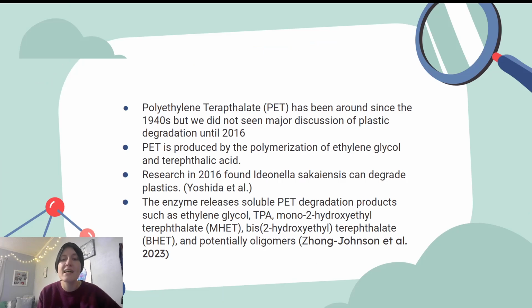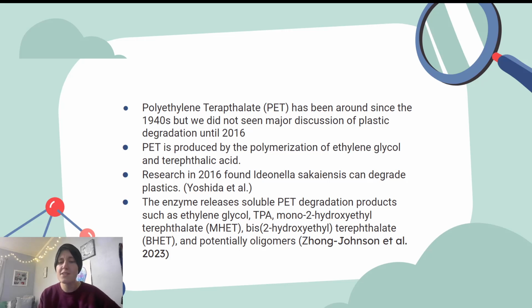Polyethylene terephthalate, or PET, has been around since the 1940s, but we didn't really see major discussion of plastic degrading until 2016. PET is produced by the polymerization of ethylene glycol and terephthalic acid, and research in 2016 by Yoshida et al. found a bacteria called Ideonella sakaiensis can degrade certain types of plastics, including PET. The enzyme that they found connected to Ideonella sakaiensis releases soluble PET degradation products, and there's a list here on the screen of them. They include ethylene glycol, TPA, mono-2-hydroxyethyl terephthalate, or MHET, bis-2-hydroxyethyl terephthalate, or BHET, and potentially oligomers as well.